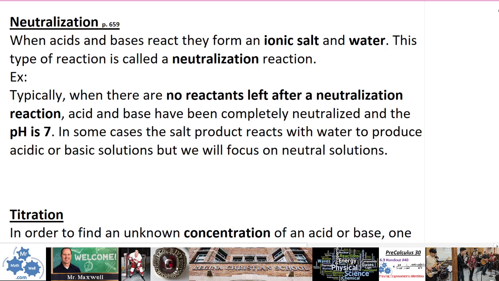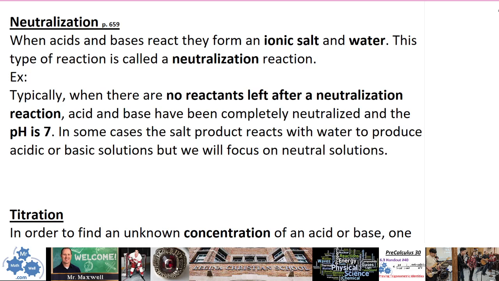Neutralization. Well, we know about different types of reactions. Acid-base neutralization is one of those types of reactions that we studied in Physical Science 20, along with synthesis and decomposition and combustion and all the rest of it, right? Single, double replacement, and so on. And so when we're talking about neutralizing, we just talked about pH. We just talked about acids, and we're talking about acids and bases.